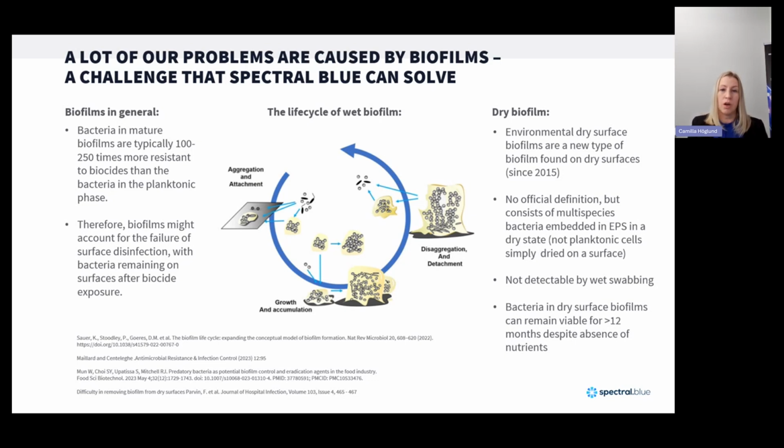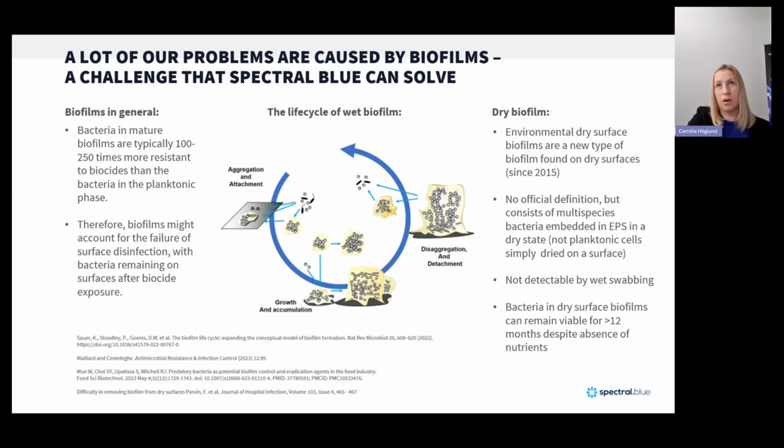As I mentioned before, chemical residues on surfaces provide a good growing ground for these dry biofilms. And what studies have also shown now is that bacteria in dry biofilms can remain viable for even 12 months and more, even though there are no nutrients available. So this is something really to consider when you are planning disinfection in your premises.